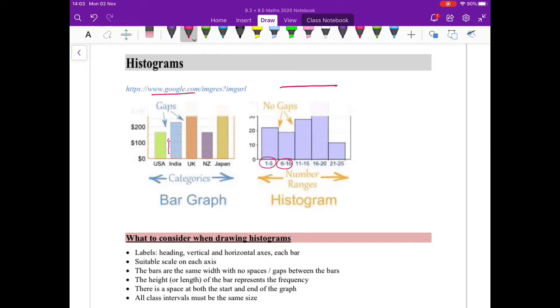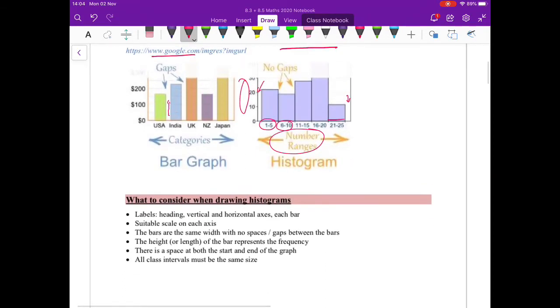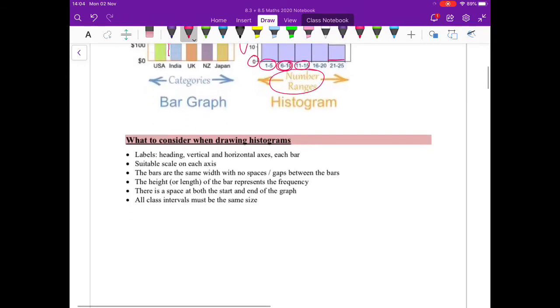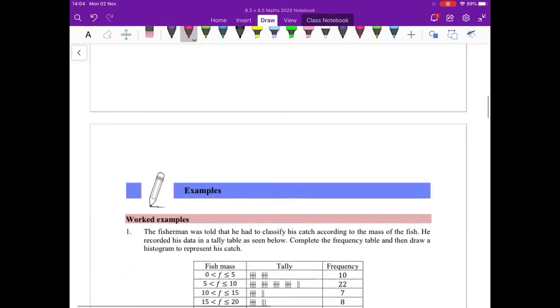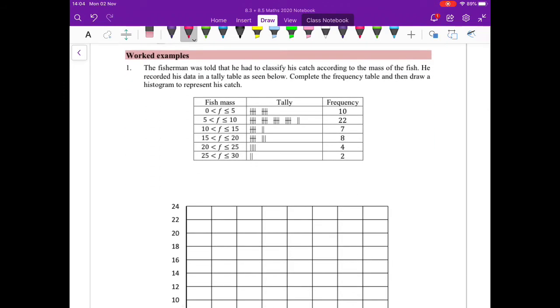So these don't have a heading because they're just showing you the difference between the two. You need to label your horizontal axis, your vertical axis, and you need the bars to be the same width. So you can see these bars are the same width. Once again, you have to have a gap at the beginning and at the end, and then there are no gaps in a histogram between the bars. These class intervals, or you can see these categories here, also have to be the same size, and we always start at 0.